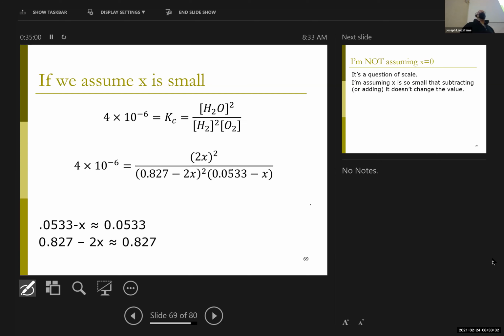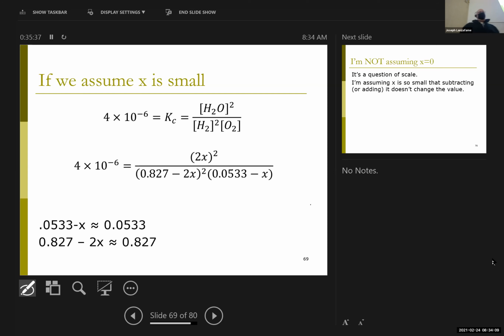And so if I assume x is much less than 0.0533, what that means is x doesn't change 0.0533. Why did I pick 0.0533? Because 0.827 is bigger, right? If x isn't going to change 0.0533 very much, it's not going to change 0.827 very much either, right? 0.827, you know, is 14 times bigger, 15 times bigger. All right, if I do that, again, I'm essentially assuming the amount of reactants has barely changed.